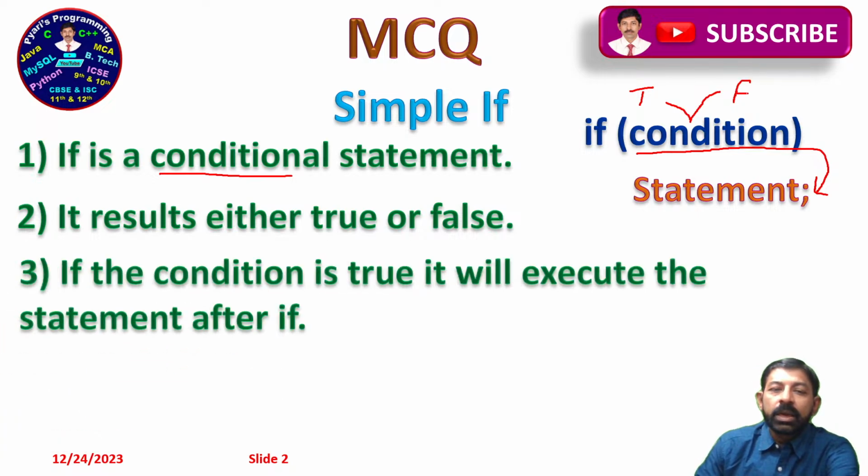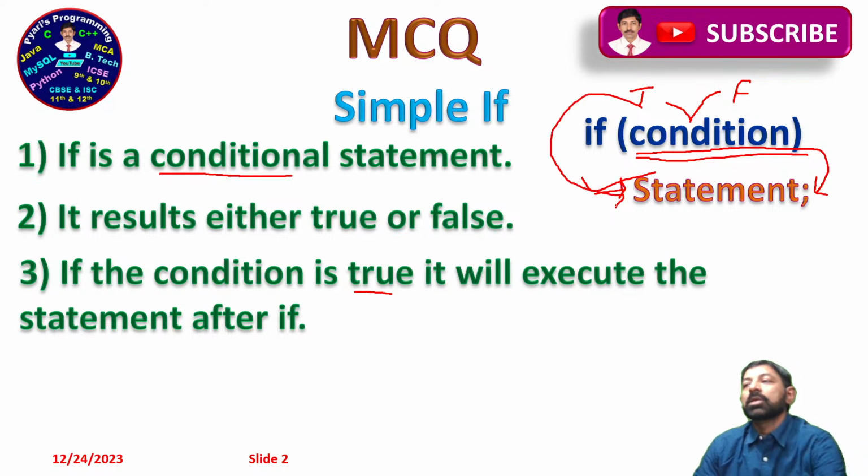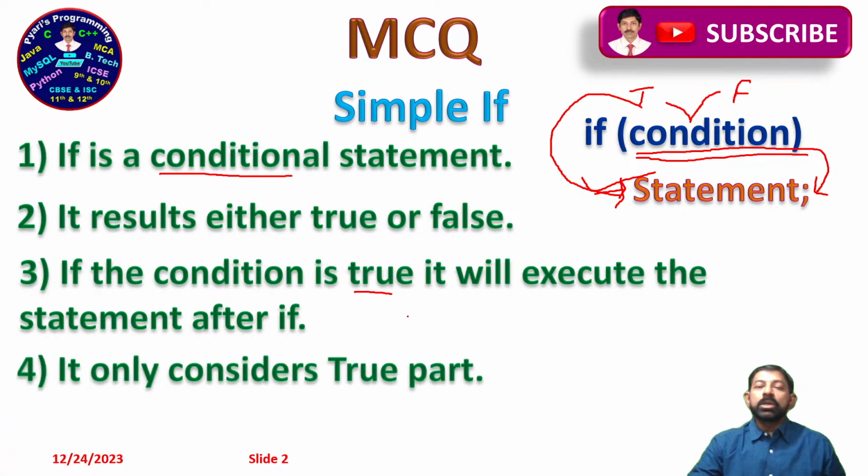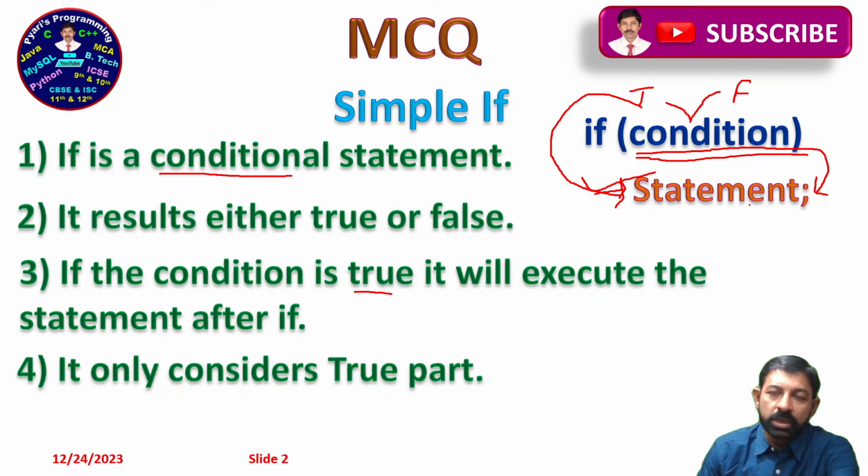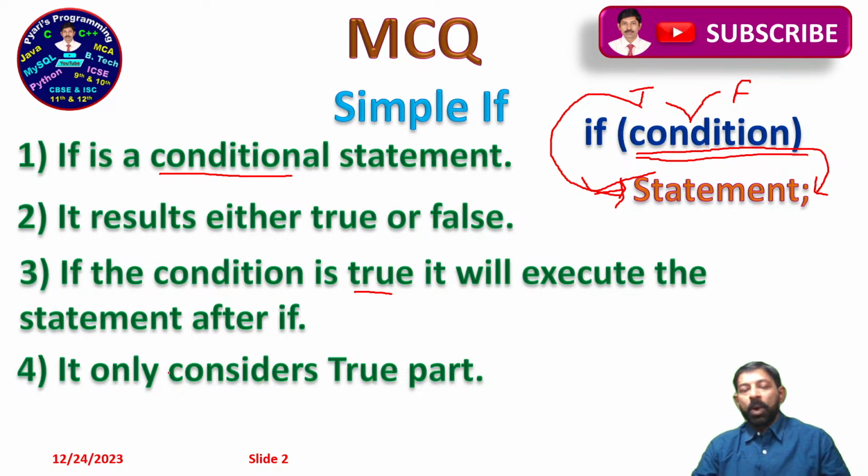Next point, if the condition is true, it will execute the statement after if. This is the statement that I need to execute, and this is the condition. This statement will only execute if the condition part is true. If the condition part is false, it is not saying anything about it. It only considers the true part, because we say that if the condition is true, it executes a statement.